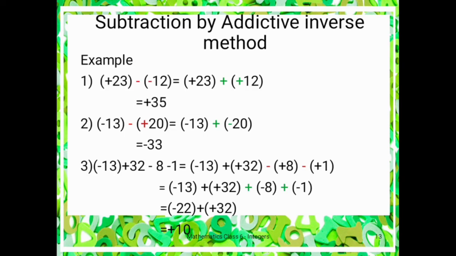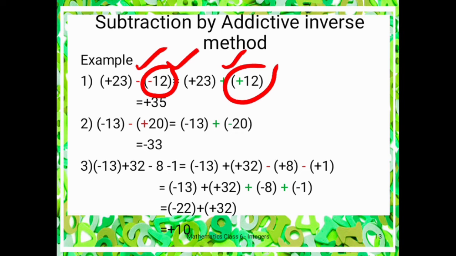These are some examples, subtraction by additive inverse method. Okay, here the first question is plus 23 minus 12. So here the rule is if we are using the additive inverse method, the subtraction operation becomes addition operation, and the sign of the second number will be changed. That means we are writing the additive inverse of this number here. Okay, so what is the step? When we are using the additive inverse method for subtraction, we should change the negative sign into positive sign, and the additive inverse of the second number is written here.